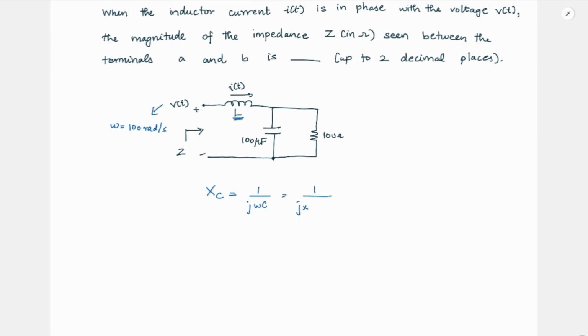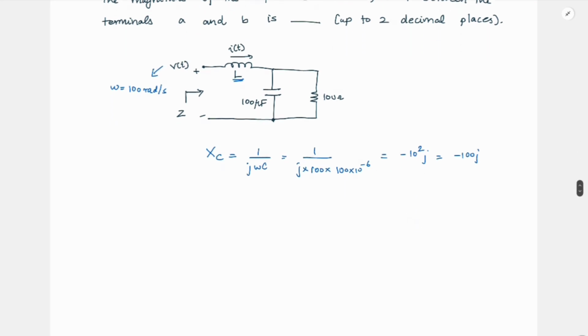So 1 by j into omega, which is 100 radian per second, and C is 100 microfarad, so 100 into 10 power minus 6. This is nothing but 10 power 2 into minus j, so this is minus 100j. Effectively this is like minus 100j in parallel with 100 ohms.